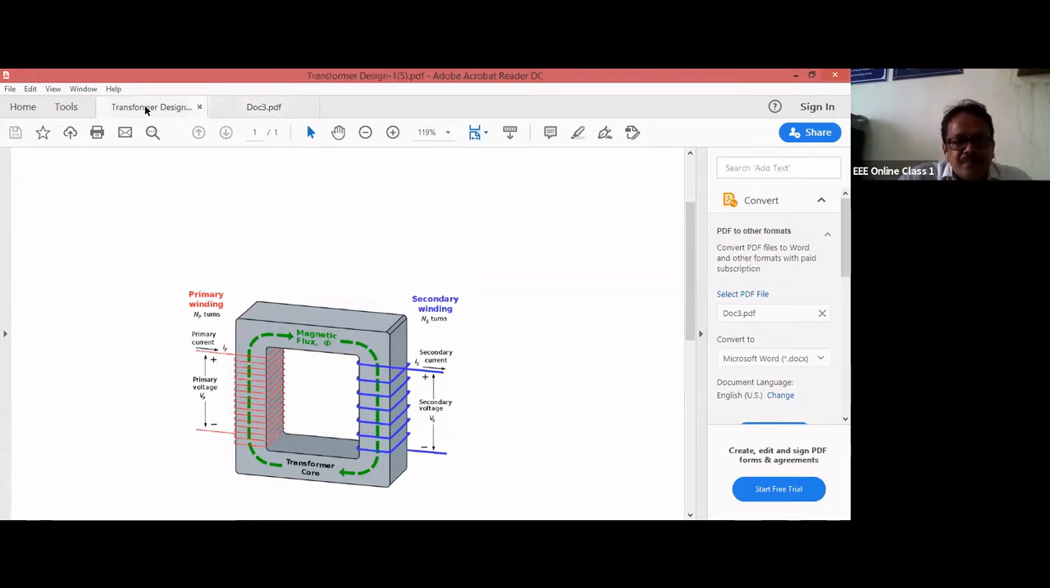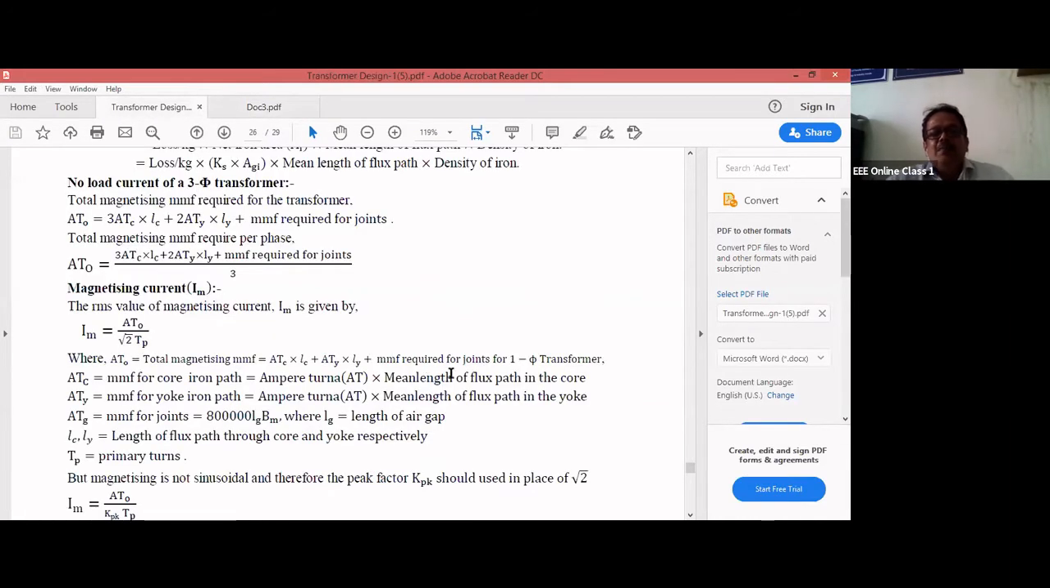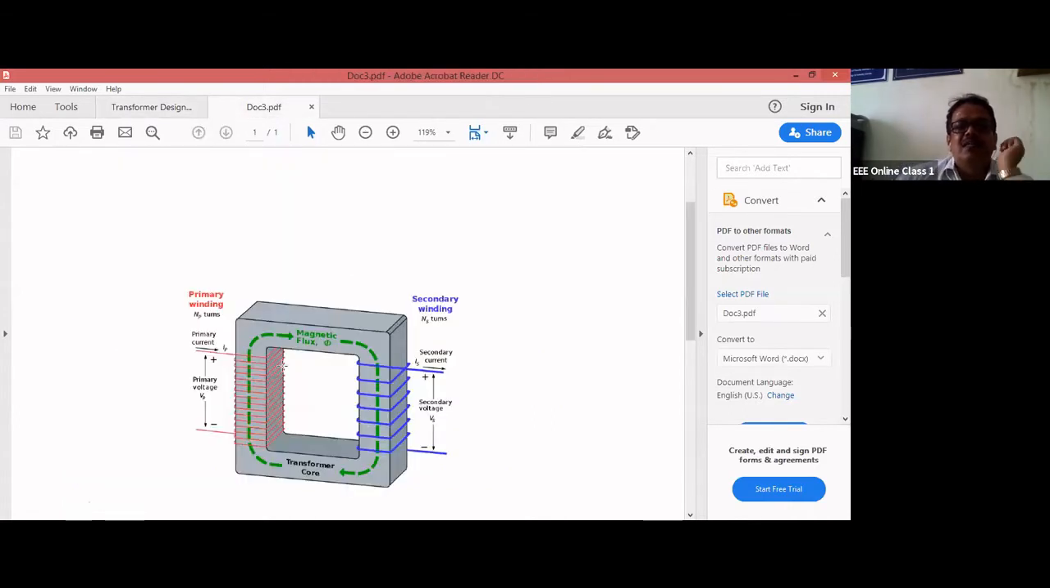Okay, that is one. And the MMF required for joints. If you take this figure, this is not a single molded core. Normally it will be of L shape. See, this is one L shape and this is one L shape. Then there will be a joint here, where they join the core. It is not a single molded square or rectangular core. It will be L shapes, and they will do the joints.